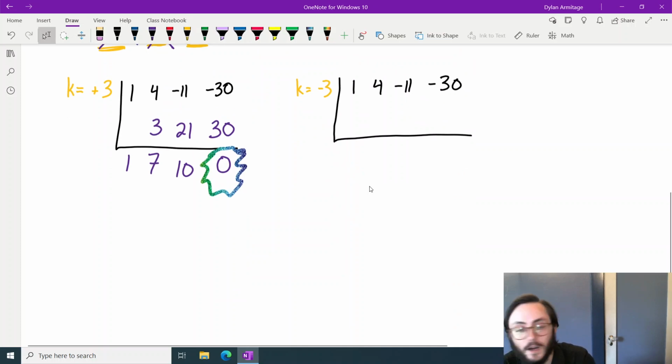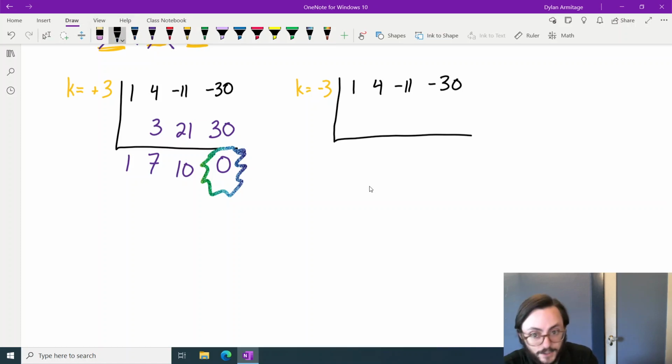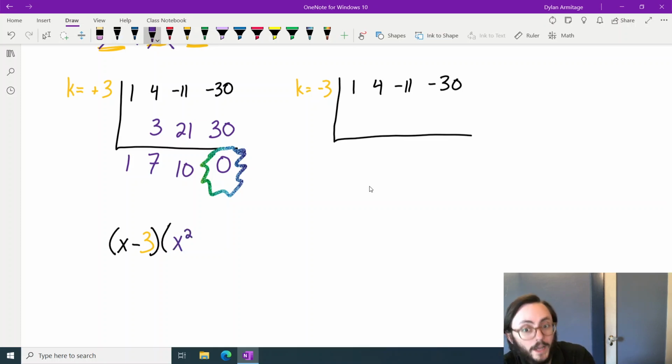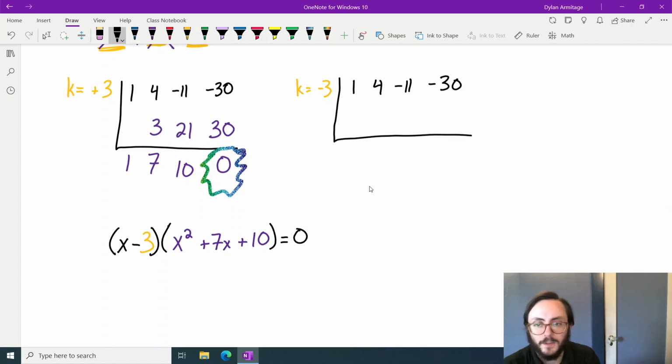Well, this is positive 3 here, so we can say that the factor that matches this root is x minus 3. Okay, that's how we get the positive, times x squared, right? 1x squared plus 7x plus 10. And we'll just keep the equals 0 there.